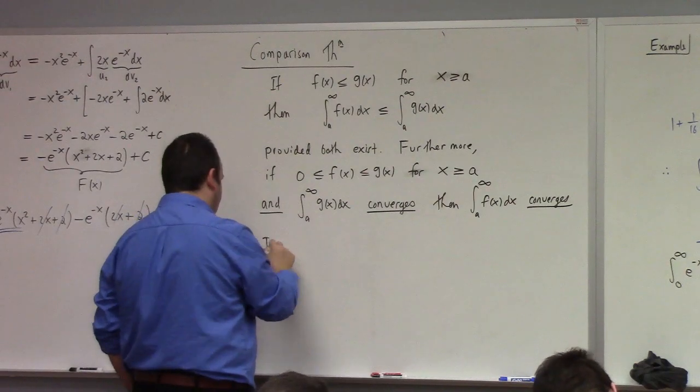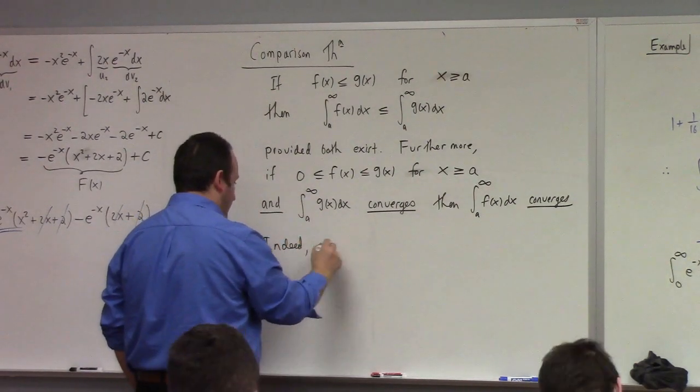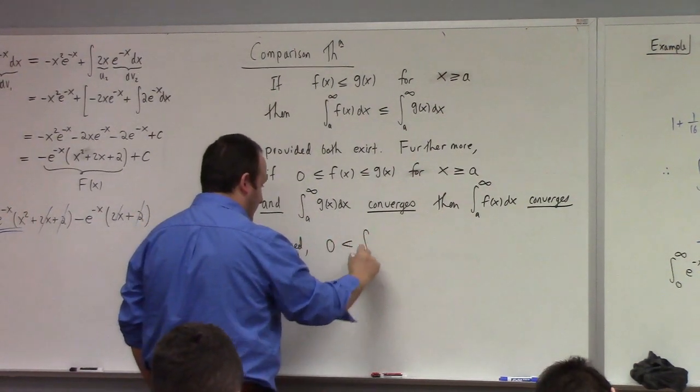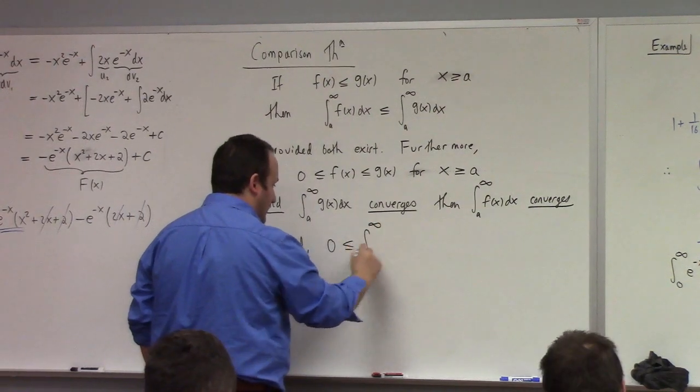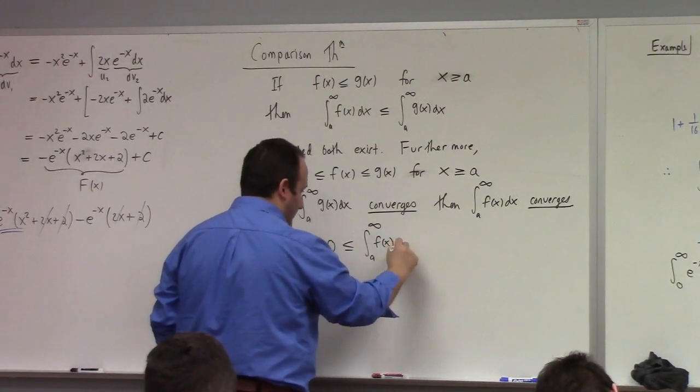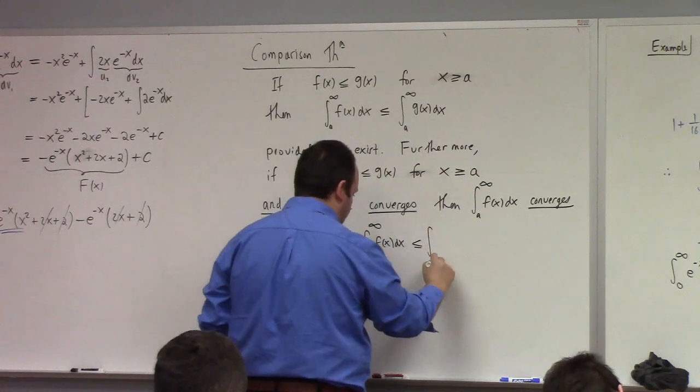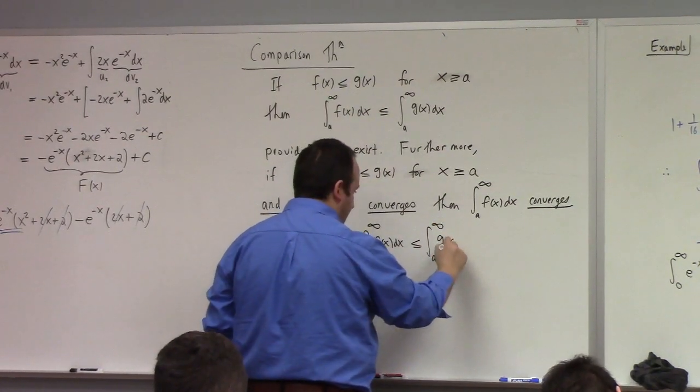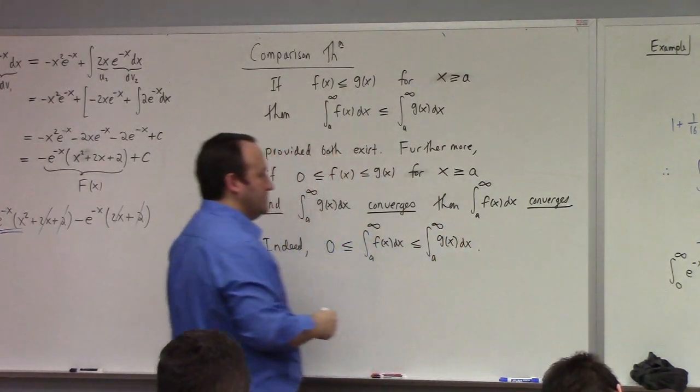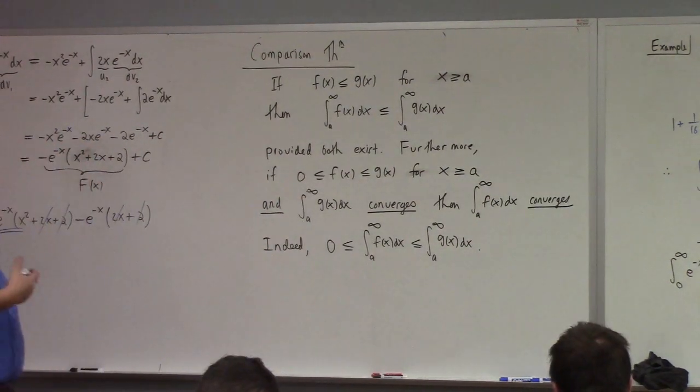Indeed, we can in fact say that 0 is less than the integral from a to infinity of f of x dx, and that's less than or equal to the integral from a to infinity of g of x dx. So it's very intuitive what I'm saying.